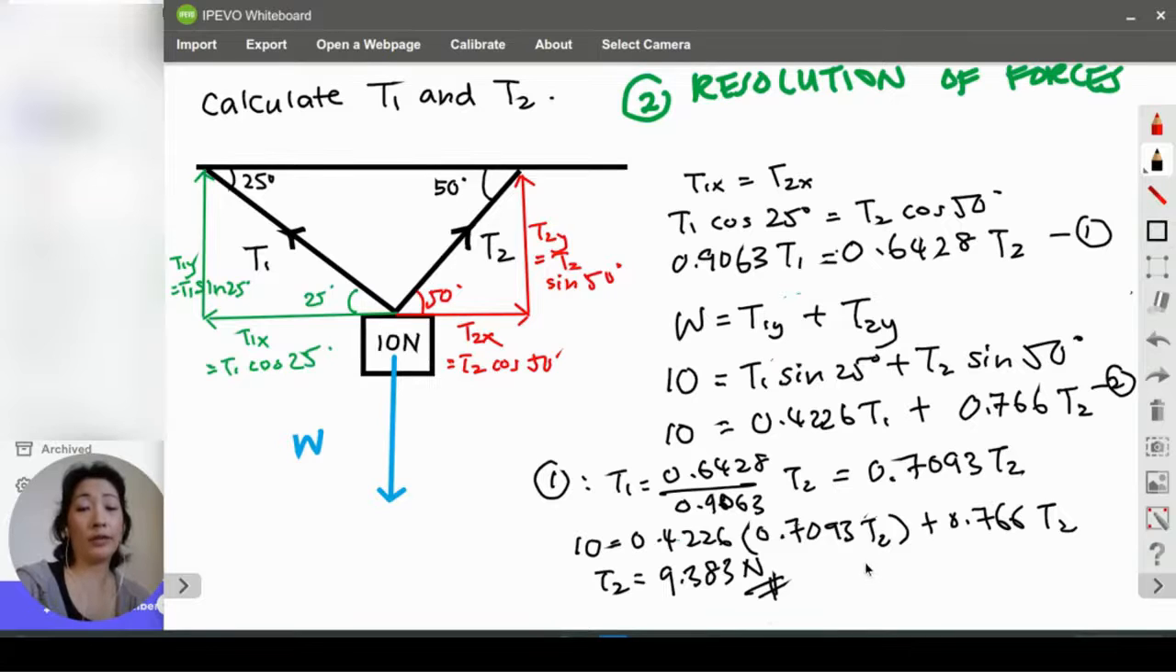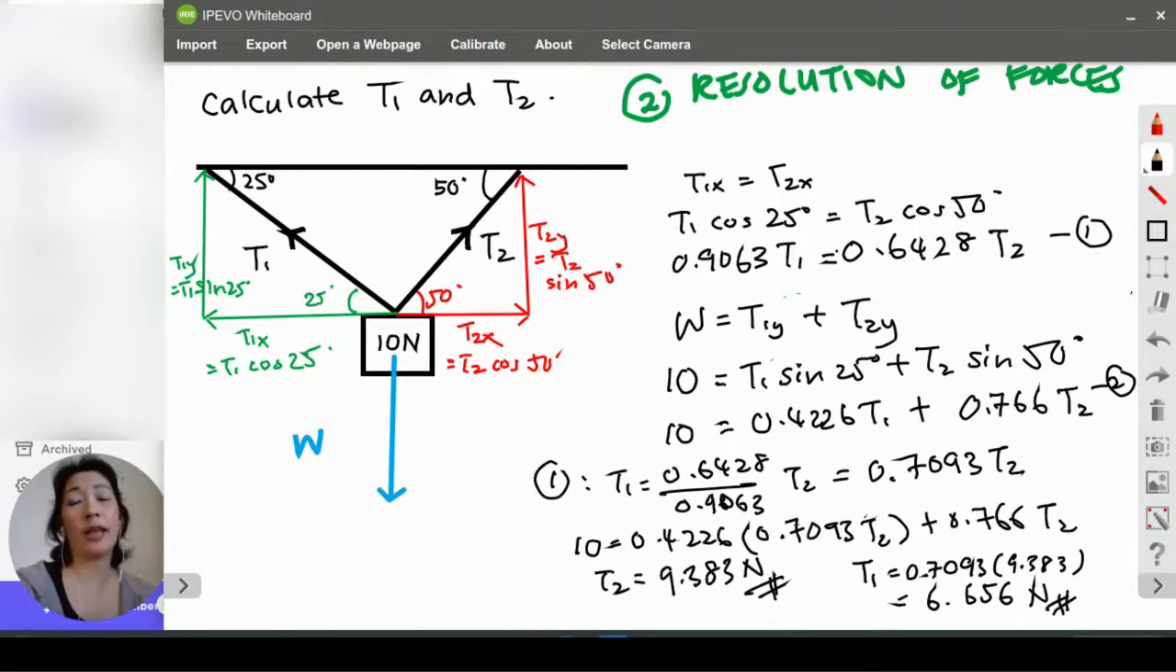And then to get a value of T1, you substitute your known value of T2 inside, which is 0.7093 times 9.383. And this would give you 6.656 Newton. So this is how you solve the question if you don't want to draw the triangle of forces. You need to resolve the forces first, and then you do simultaneous equations.